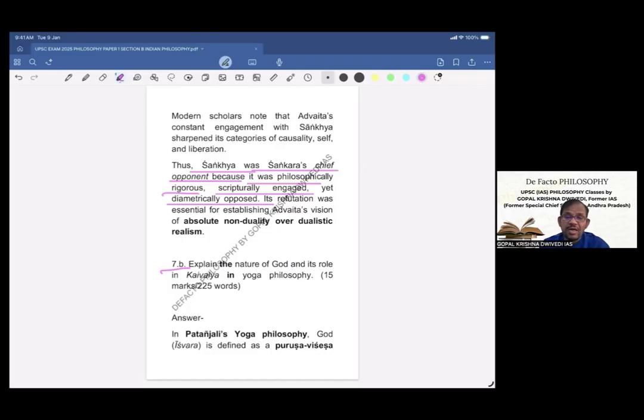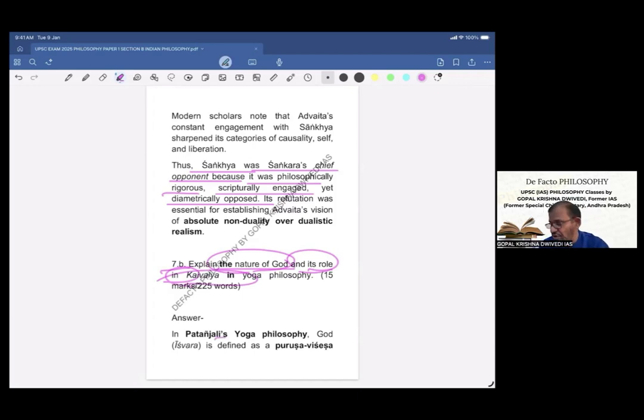Explain the nature of God and its role in Kaivalya and yoga philosophy. So this is again a very direct question, but a very specific question. Explain the nature of God and its role. So, two things have to be explained: the nature of God and its role in Kaivalya, in yoga philosophy. This is a 15 marks, 225 words question.